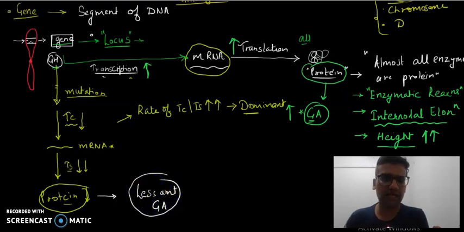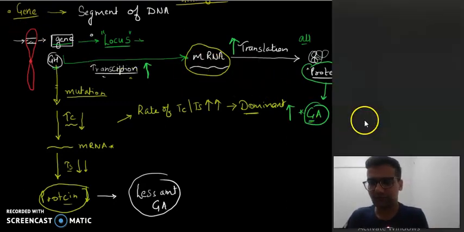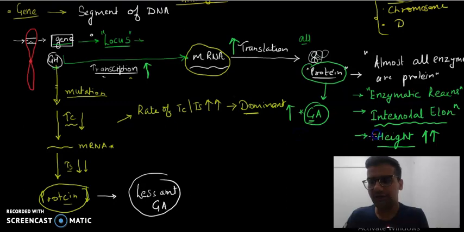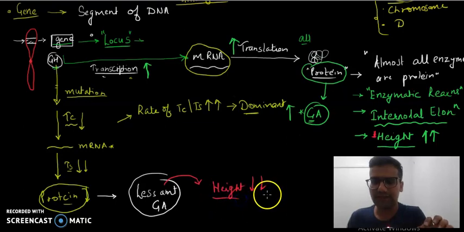Gibberellic acid is responsible for increasing internodal elongation in plants, and in turn the height of the plant. If a lesser amount of gibberellic acid is present, that means internodal elongation will not happen, or will happen in a low amount. That means the height of the plant will be affected, and this height will be lowered. This character is said to be a recessive character.